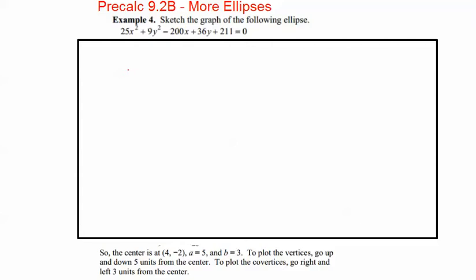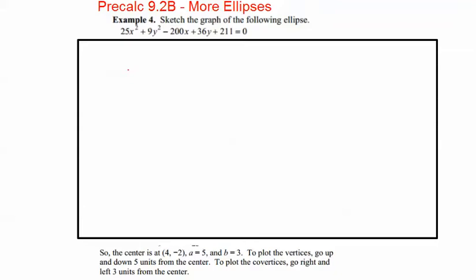This is Precalculus 9.2b, more on ellipses. Now we're going to take an equation that's in a generalized form, and we're going to put it into standard form, complete the square, and then figure out what the major features are of it.